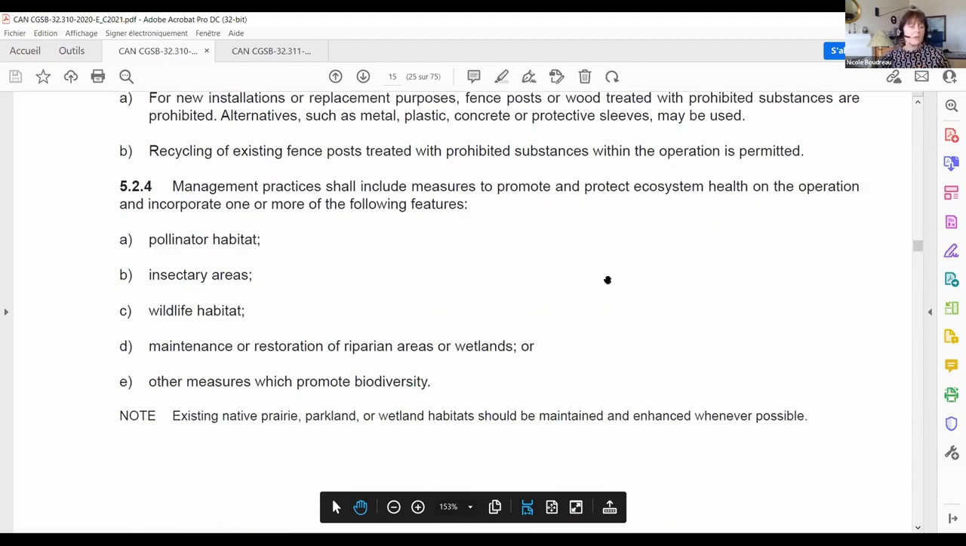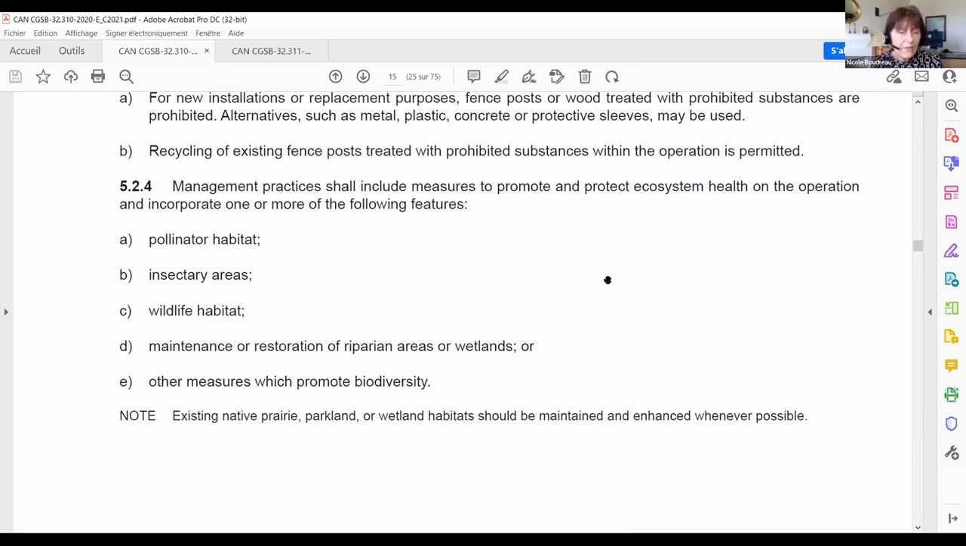Also, this is a new clause. You will have to show to your certification body that you have implemented practices to protect the ecosystem health on your operation. So you will have to show that you have a pollinator habitat, insectary areas, wildlife habitat, maintenance or restoration of riparian areas or wetlands or other measures which promote biodiversity. So it is a new clause, and I suspect that this clause will be more detailed when we do the next review.